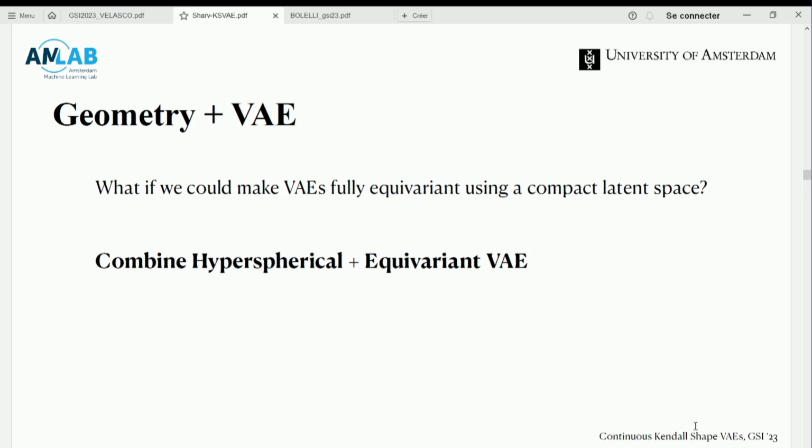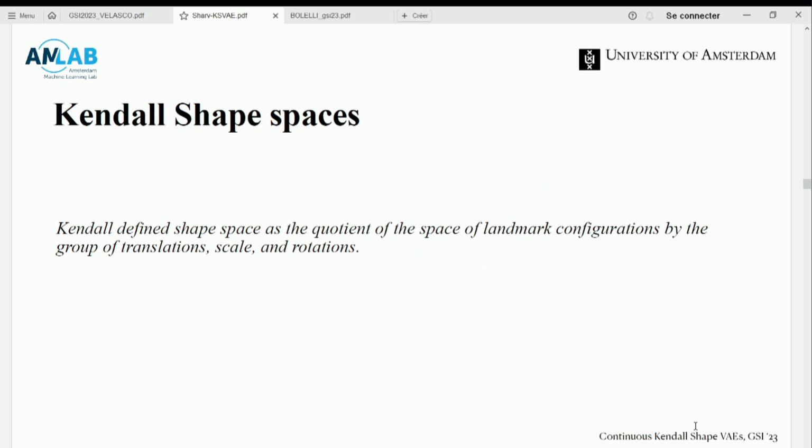So the idea is simple here. We combine these two. And how do we do that? For that, I'll have to talk a bit about what Kendall shape spaces are.